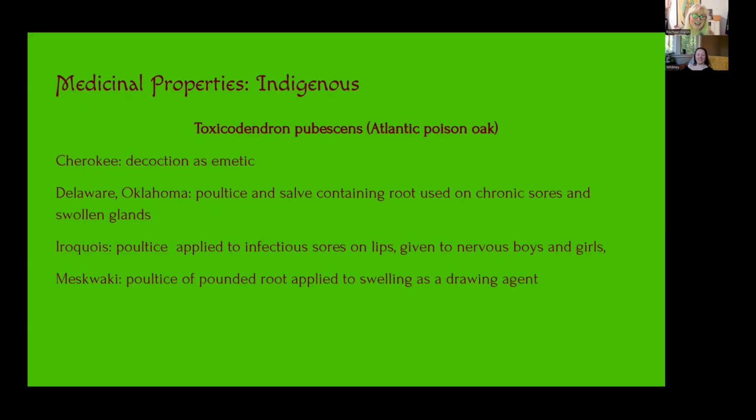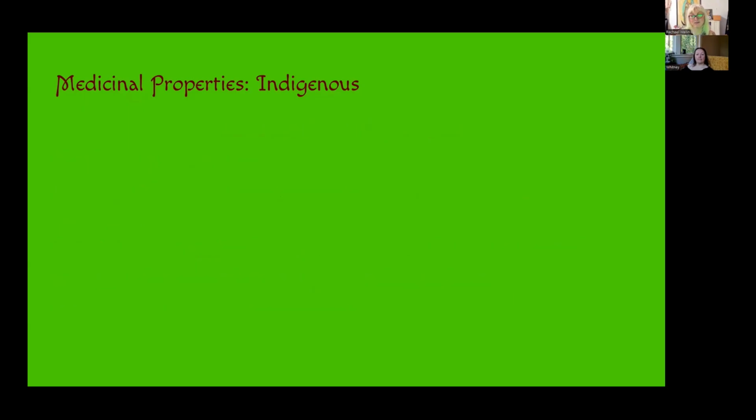The Meskwaki people use a poultice of pounded root and apply it to swellings as a drawing agent to get it to open up. Drawing, the snake bite one makes sense too, right? Yeah, it's more like to open up that area, maybe to let it ooze or something. I don't know. Sounds horrible. The Potawatomi nation use a poultice of pounded root applied to swellings, and it's used primarily by medicine men. I love that.